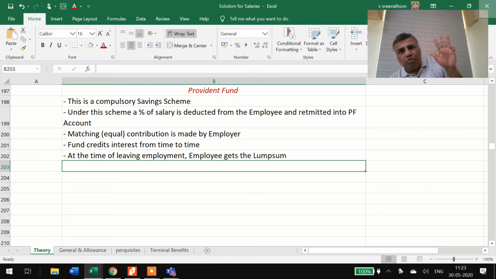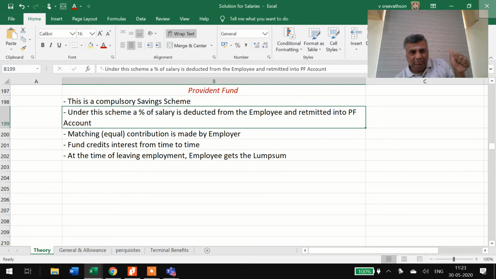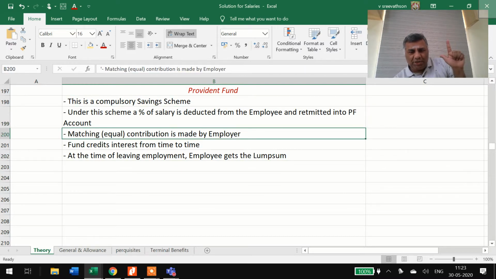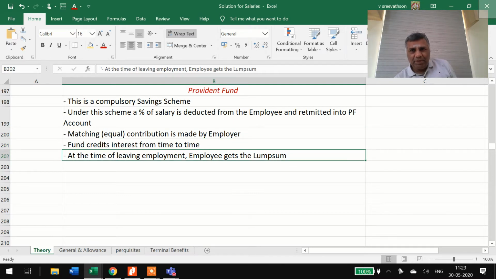So there are four components: employee's contribution, employer's contribution, interest, lump sum. There are four components in a provident fund scheme: employer's contribution, employee's contribution, interest credited by fund, and the lump sum received at the time of leaving employment, which can be resignation or retirement.